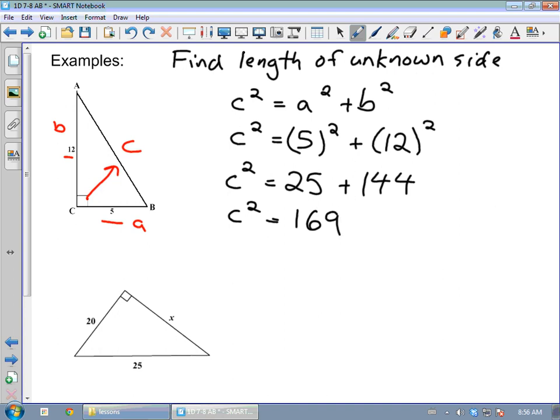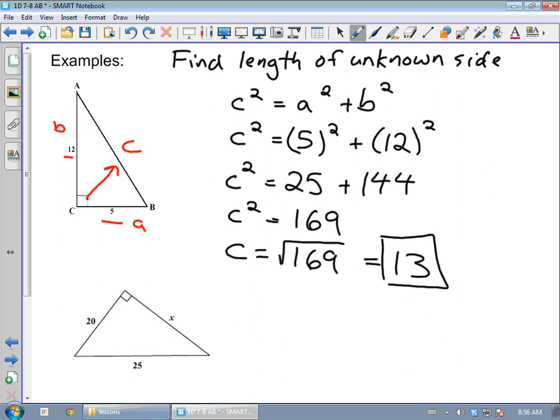169. Then we finish off by taking the square root of both sides. We see C squared on one side, and we want to just have C equals, so we're going to do opposite operations. The opposite of squaring something is taking the square root. So C is going to be the square root of 169, or 13. Were we given any units in this question? Nope, so our answer is just 13.